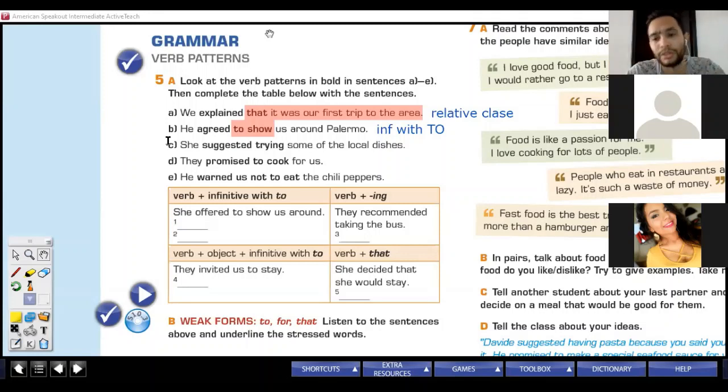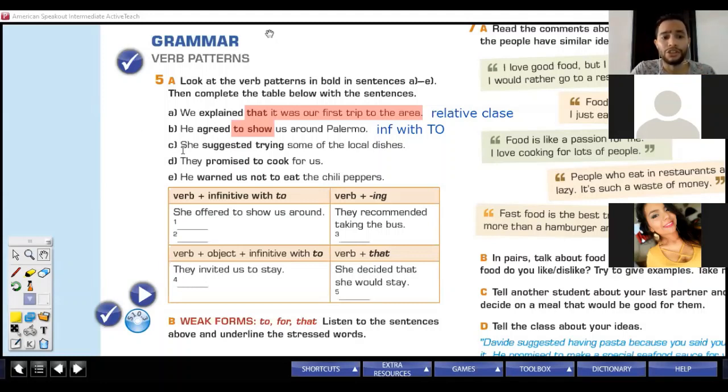Then, of course, I can show you more by using this sort of pattern one more time. So "he agreed to show us around Palermo" shows us that agree is a verb whose pattern is going to be to plus infinitive, right? Now, letter C.